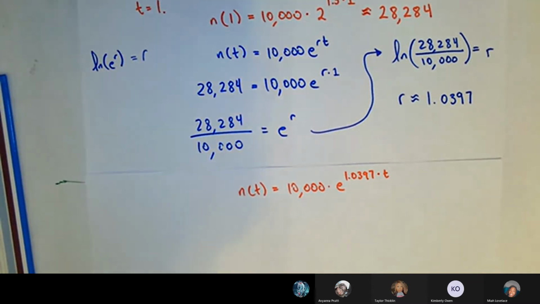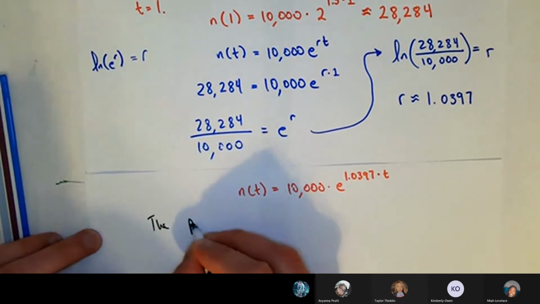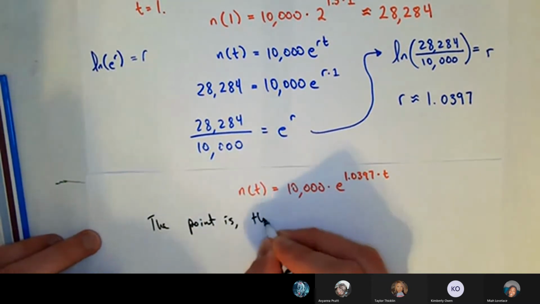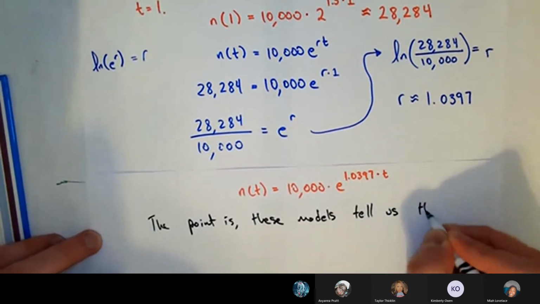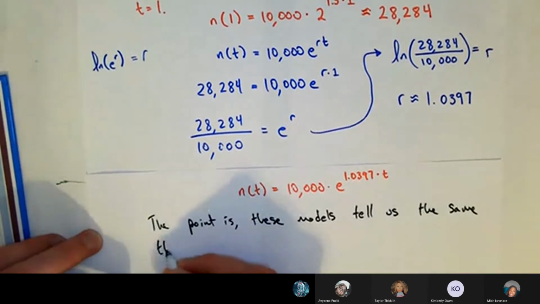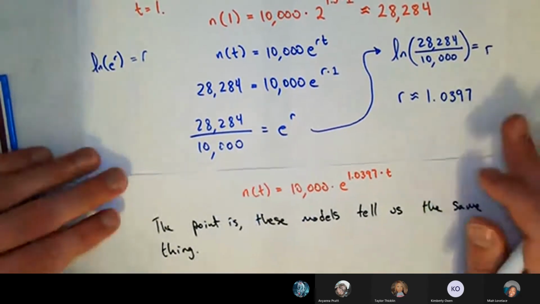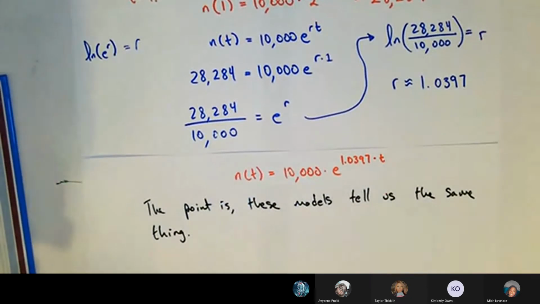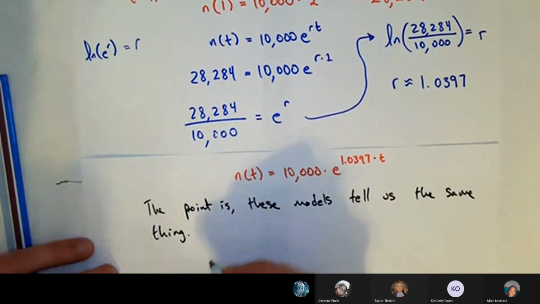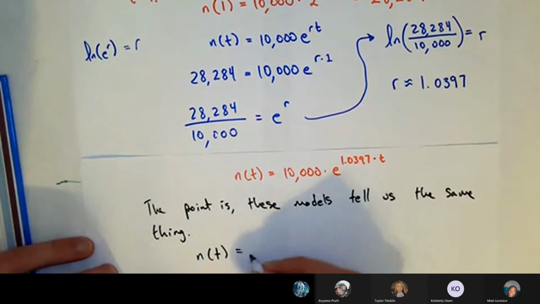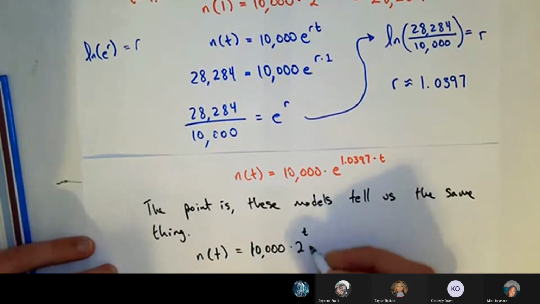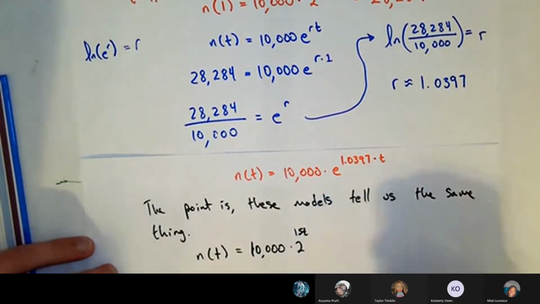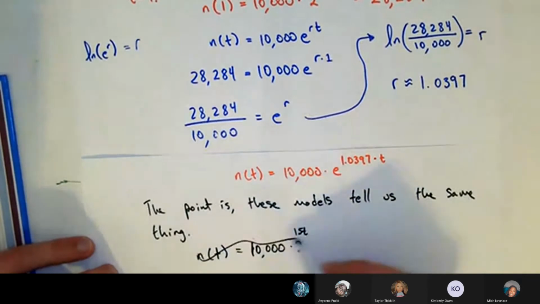The point is, so what's the point here? These models tell us the same thing. So if we give them the same inputs, they'll output the same thing. And what two models am I talking about? The N of t is equal to 10,000 times 2 raised to the, oh, what was it? 1.5t. Oh man, I really messed that up.